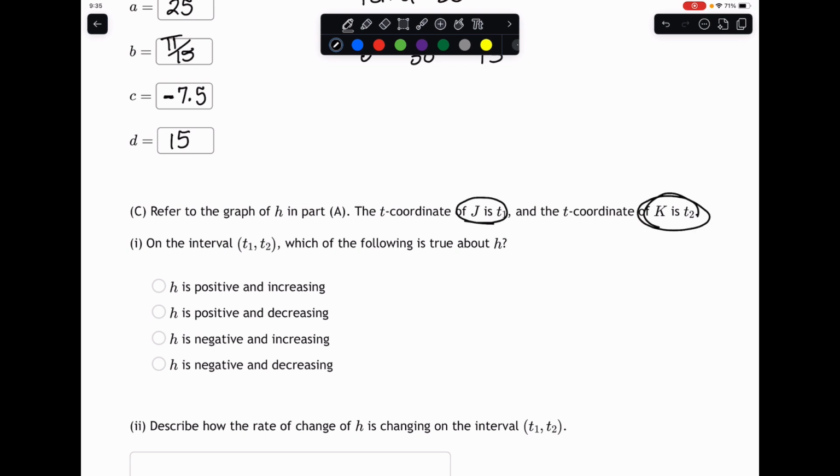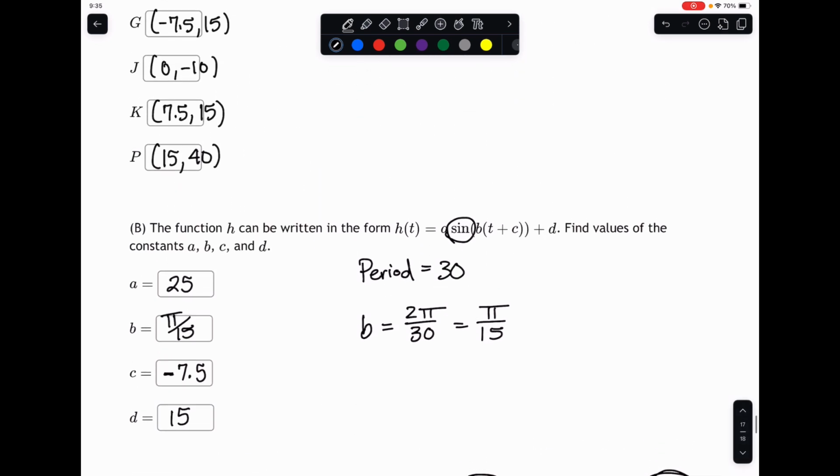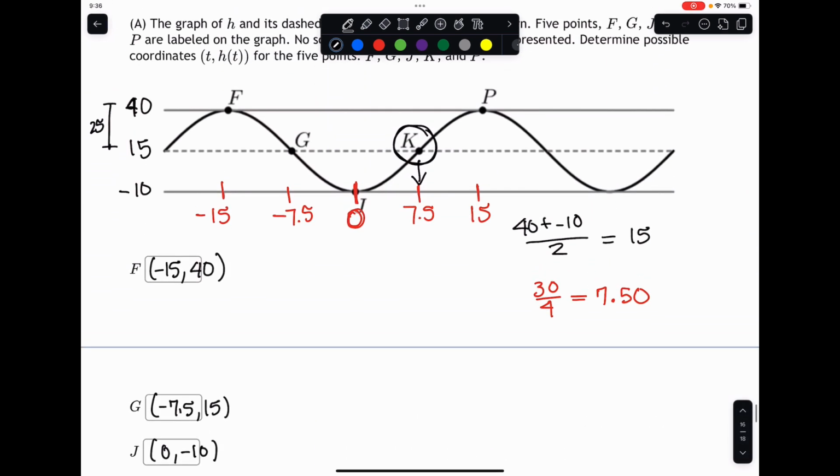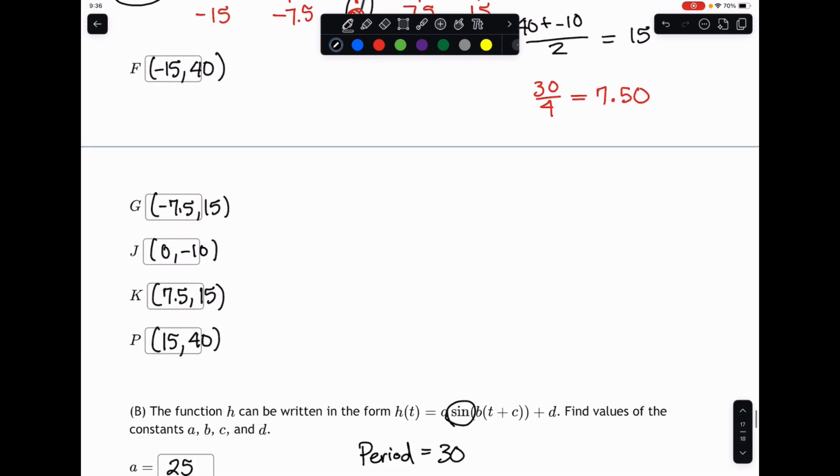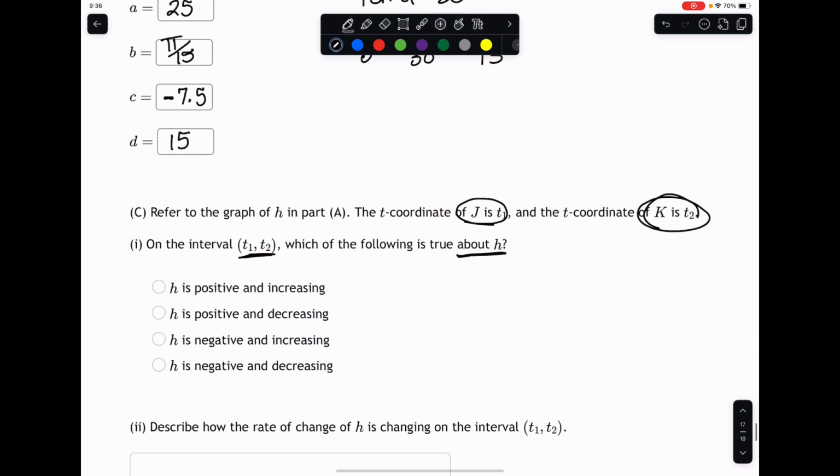Now for the next part, question C, we're looking at J, which is T1. The T coordinate for K is T2. And we want to see what's going to be true about the y values of H from T1 to T2. So let's look at J to K. From J down here to K, we're going from negative 10 to positive 15. We start off negative and will eventually get to a positive value, but we're going upwards. So the y values start off as negative, they will go upwards to positive, and they continue increasing. So we'll select this answer as the correct answer.